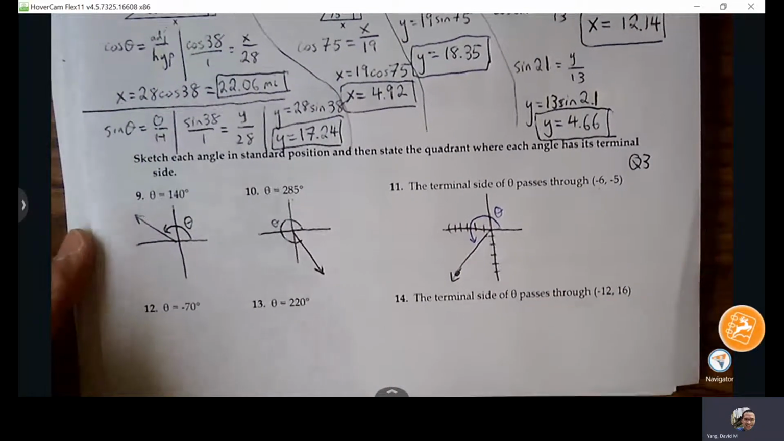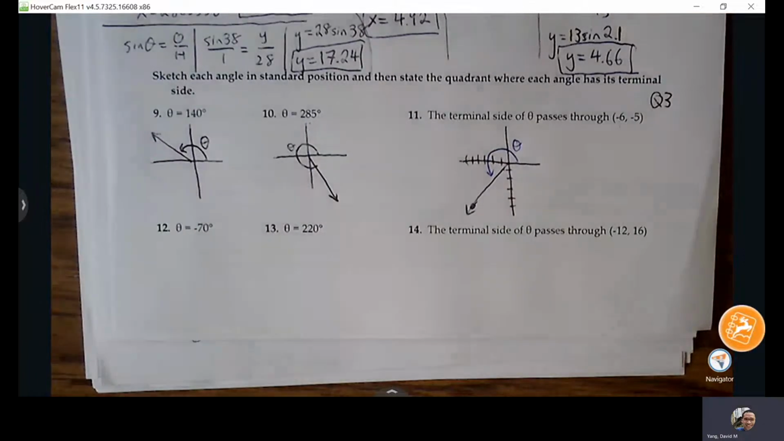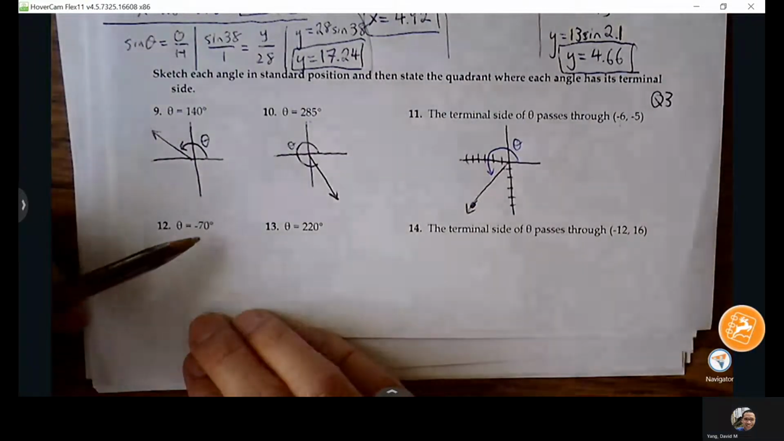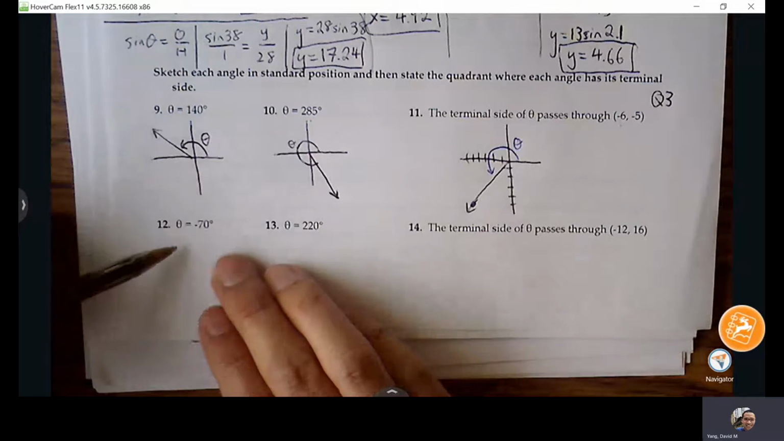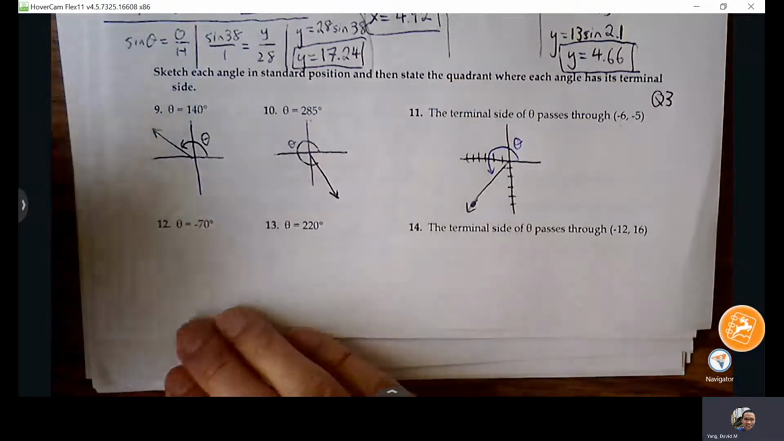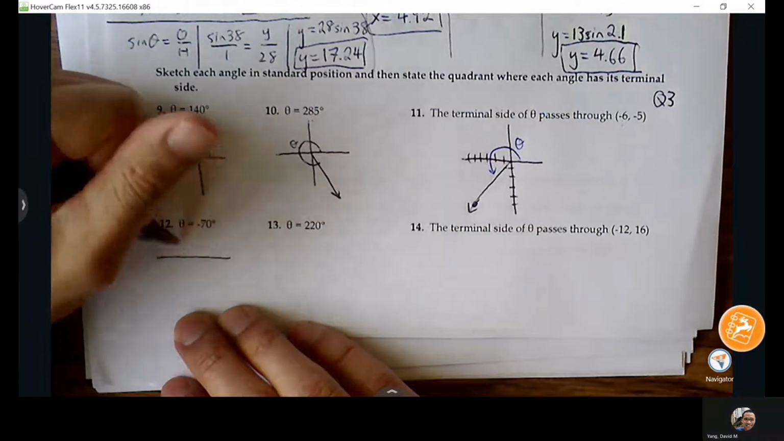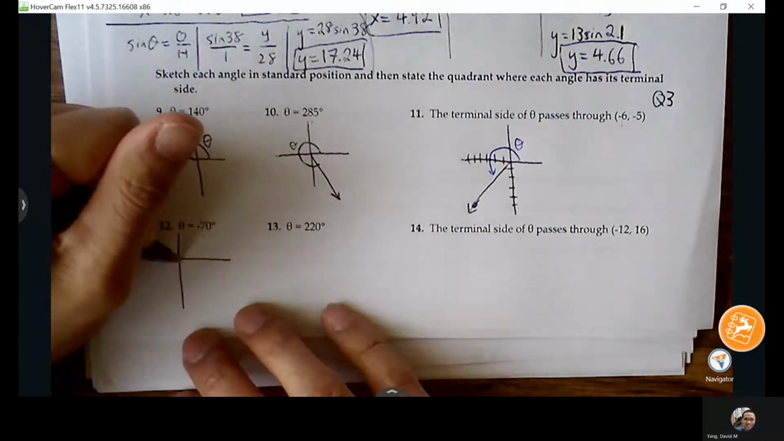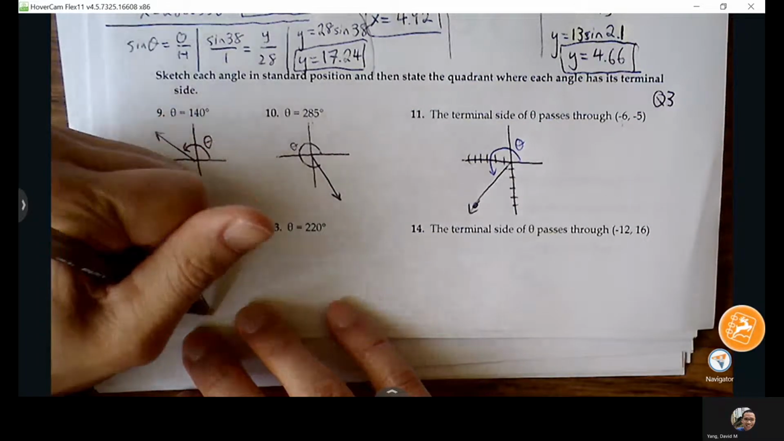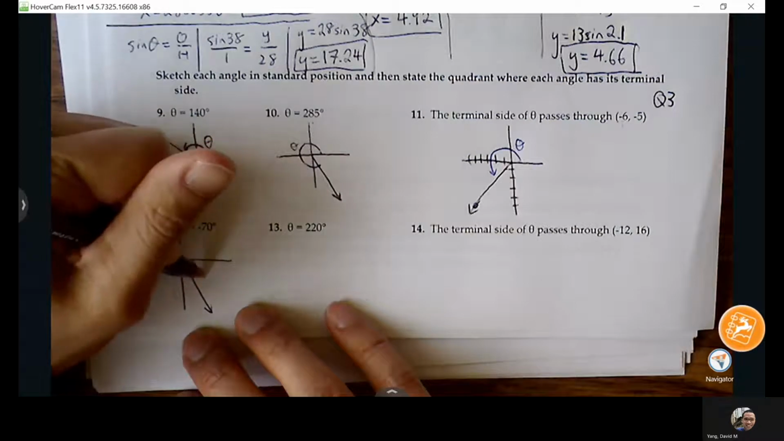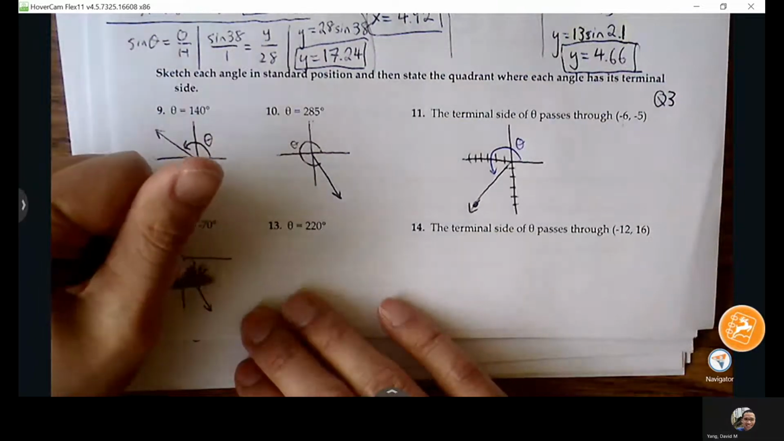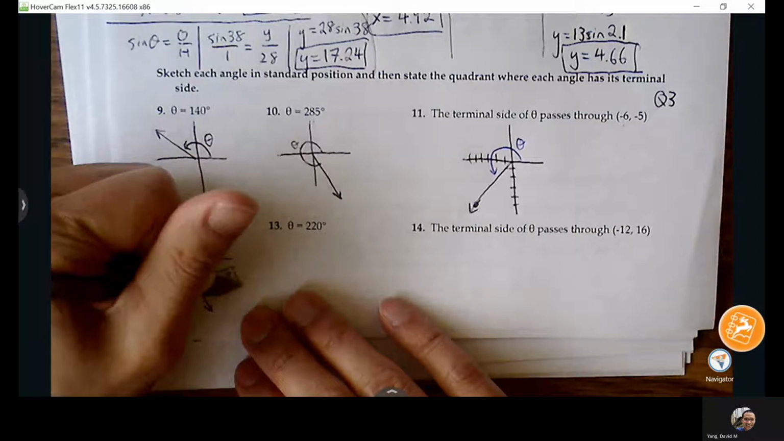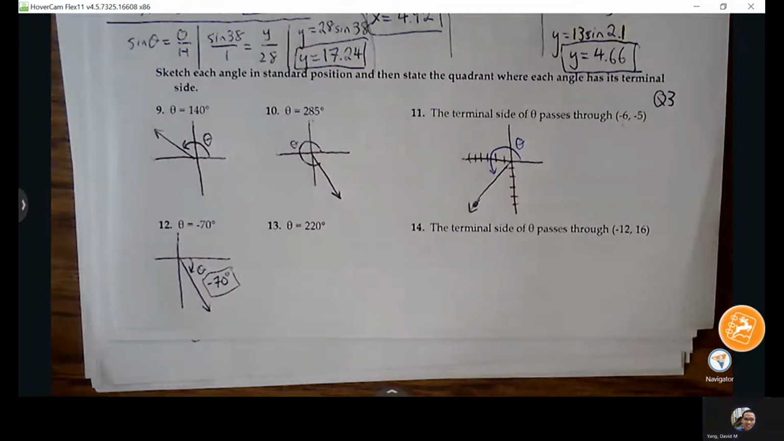Okay, we're just going to finish up this page, 12 through 14. All right, the difference with number 12 is that we're going to be going clockwise, not counterclockwise, because we're going from 0 and we're headed towards -70 in the fourth quadrant. All right, 220, which quadrant? Third.